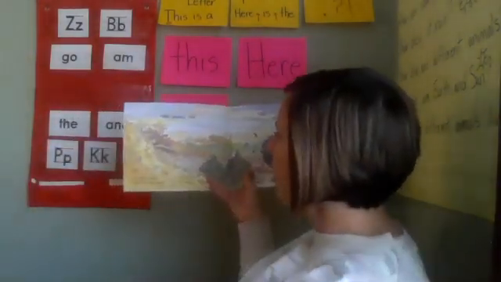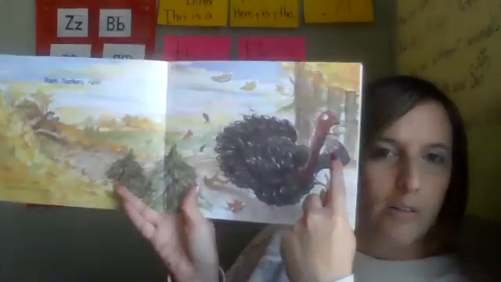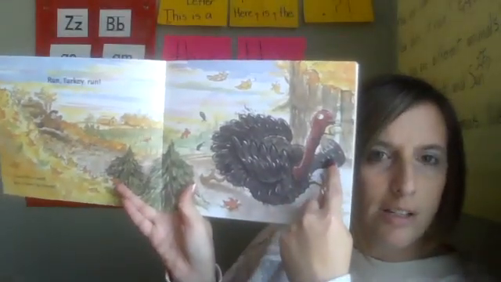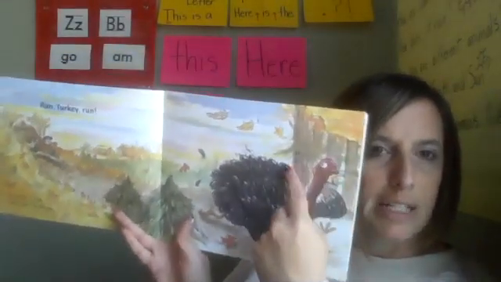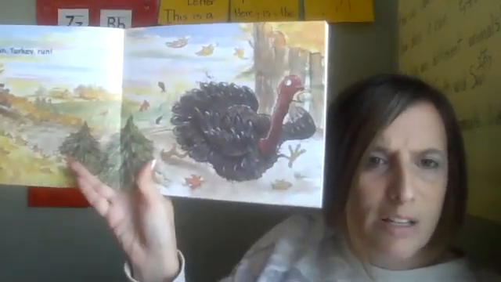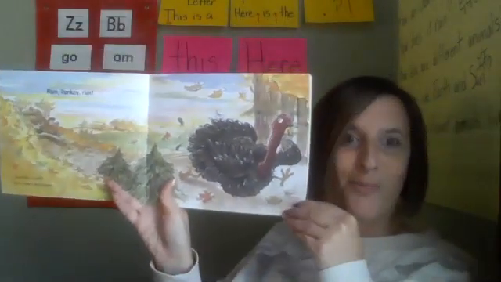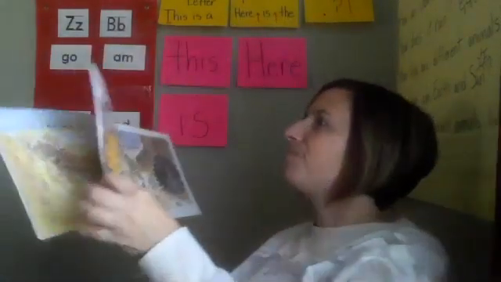Run, turkey, run. Crunchity crunch. Here comes the farmer. Oh, look. Look where the turkey's going. I see trees. Tell somebody at home, where do you think he's going now? What do you think the setting's gonna be? Let's see if you're right.